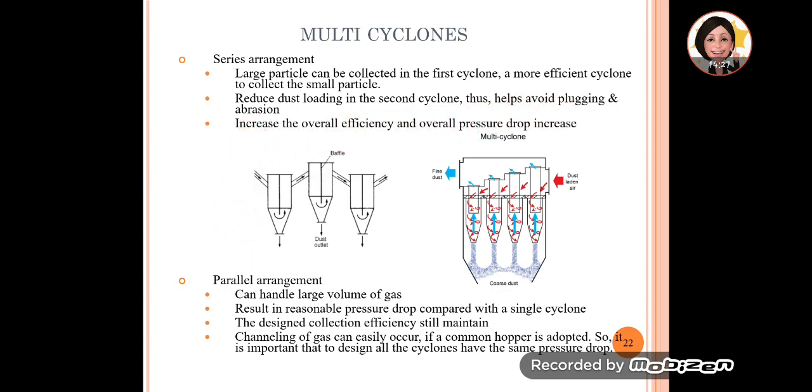So we can also have a parallel arrangement. If we have a large volume of gas that needs to be separated, we can use a parallel multicyclone, wherein the dust-laden air comes in through one inlet and it goes into separate cyclones. So it gets separated, there's one general dust collector, and the clean air is removed at the top. So there's only one duct in, one duct out, and one collecting hopper.